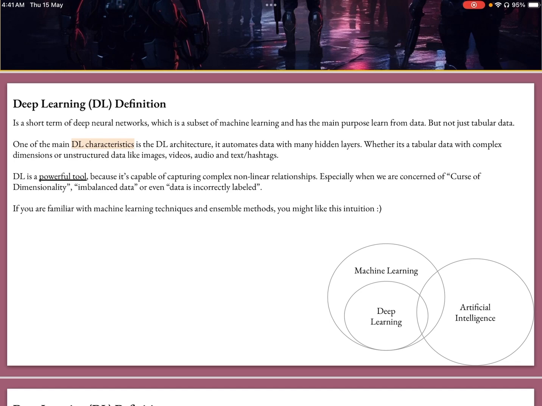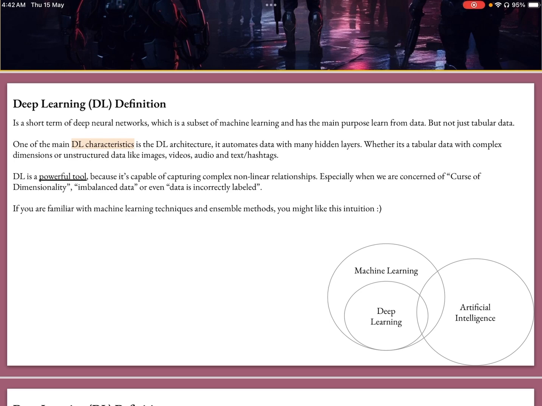One of the main deep learning characteristics is the deep learning architecture. It automates learning from data with many hidden layers, whether it's tabular data with complex dimensions or unstructured data like images, videos, audio, and text or hashtags. Deep learning is a powerful tool because it's capable of capturing complex nonlinear relationships, especially when we are concerned about the curse of dimensionality or imbalanced data, or even when data is incorrectly labeled.